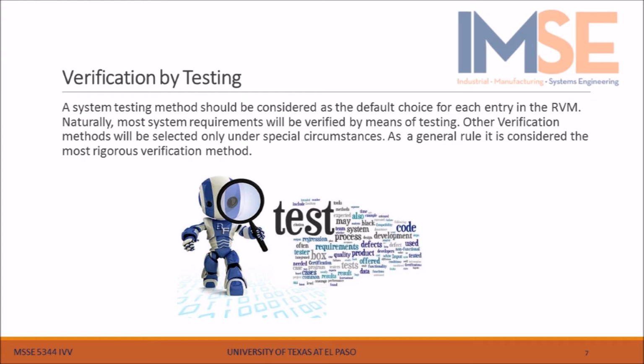Verification by testing. A system testing method should be considered as the default choice for each entry in the RVM. Naturally, most system requirements will be verified by means of testing. Other verification methods will be selected but only under special circumstances. As a general rule, it is considered the most rigorous verification method.